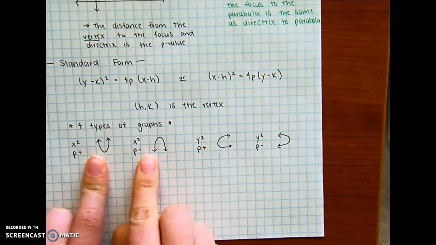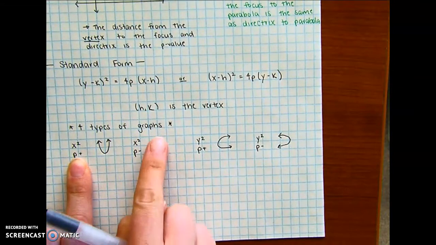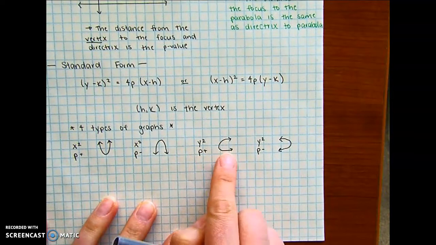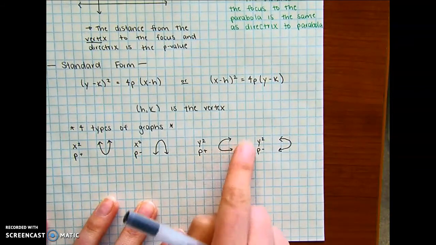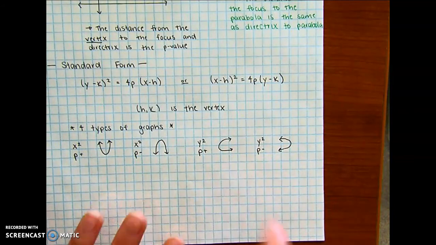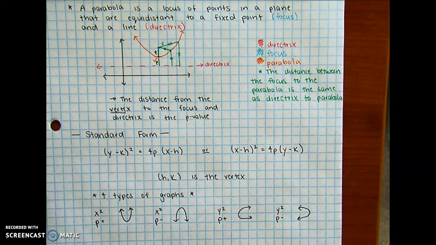So x squared is like a quadratic, opening up or down. If it's positive, it opens up towards positive values. If it's negative, it opens down towards negative. y squared is going to open to the right or to the left. If p is positive, it opens towards positive values, and if it's negative, it opens towards negative values. So these are the important parts that you need to understand in order to graph and solve equations. And in class, we'll do some actual practice using the equation.